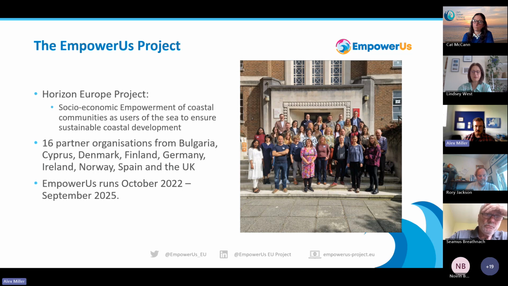So it's a European project that brings together coastal communities, academics, and local development institutions all around Europe with this common theme of trying to understand how coastal communities are adapting to change and what we as researchers from different fields can do in order to support those communities.